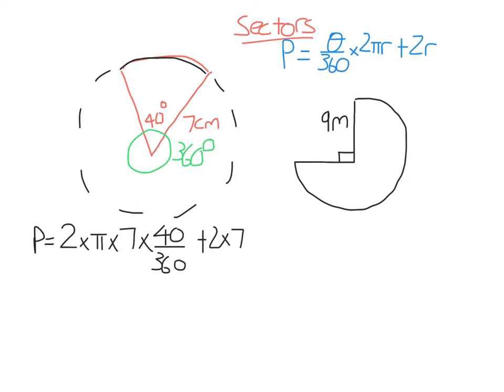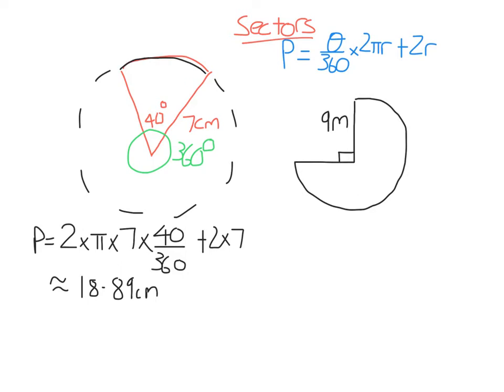So all I need to do now is put that in my calculator, and to 2 decimal places I get about 18.89, and of course it's in centimeters. So a big mistake people make when they're calculating this is they forget to add these straight edges.